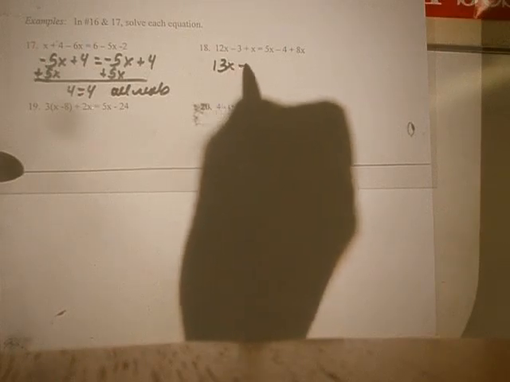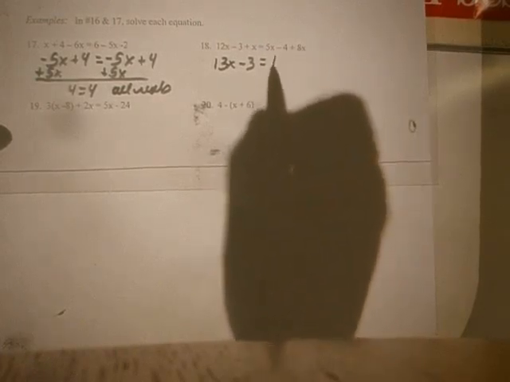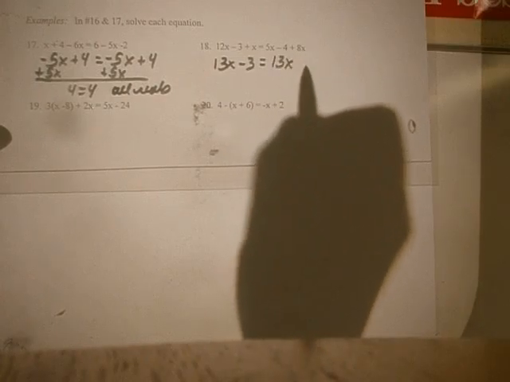Number 18, we have a 12x plus an x is a 13x. And then we have a minus 3. On the right-hand side, 5x plus 8x is 13x and a minus 4. And when we subtract 13x from both sides, you have negative 3 equals negative 4.